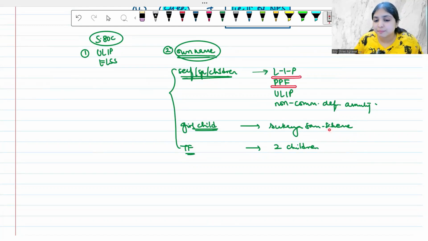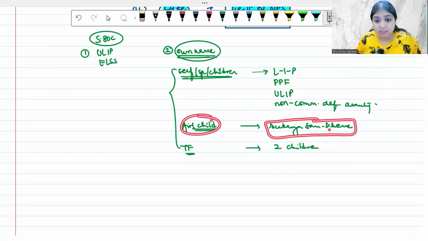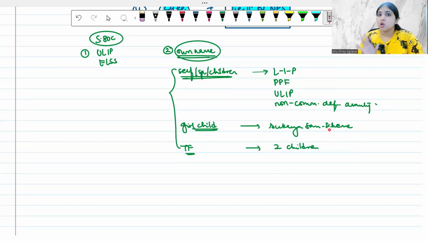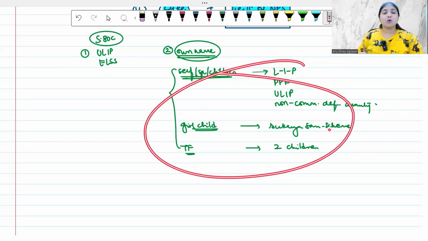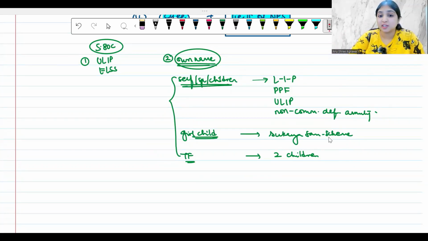Life insurance premium, PPF, ULIP, and non-commutable deferred annuity. These four can be in the name of self, spouse, children. Sukanya Samriddhi scheme will be in the name of assessee's girl child. And tuition fees will of course be in the name of two children of the assessee. Everything else has to be in assessee's own name. Only these are allowed to be in others' names as well. So this was our discussion on section 80C.